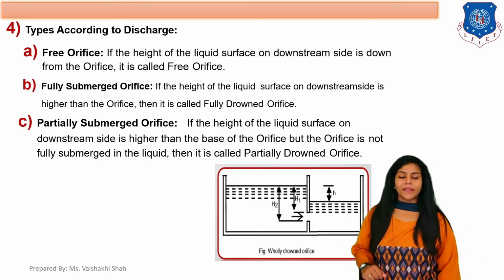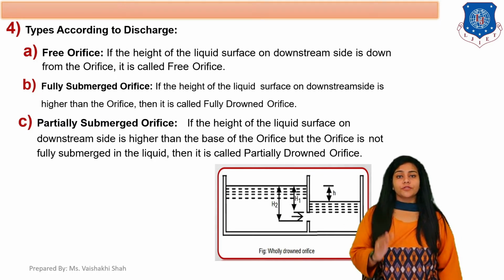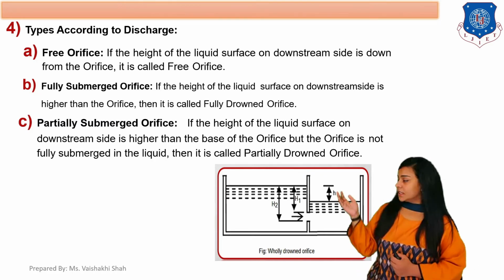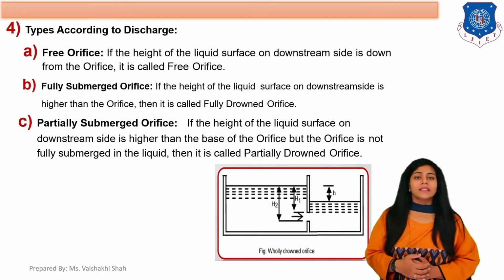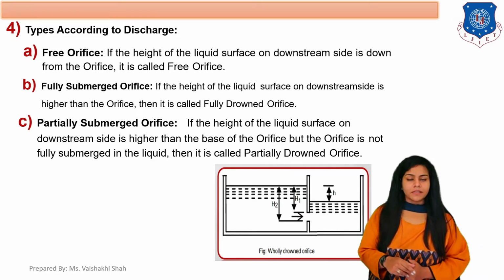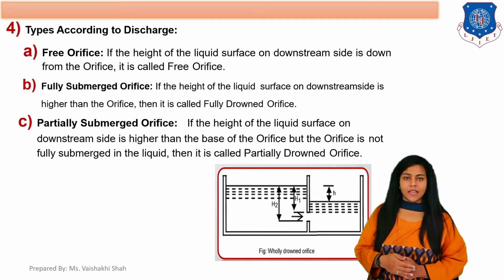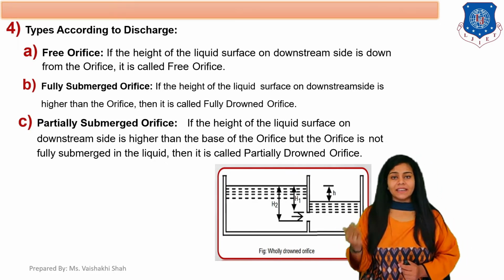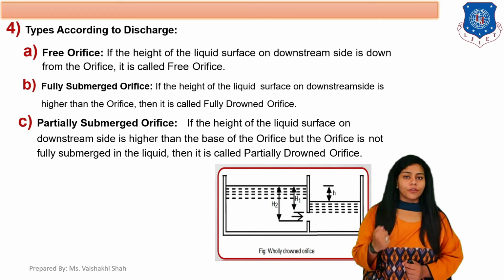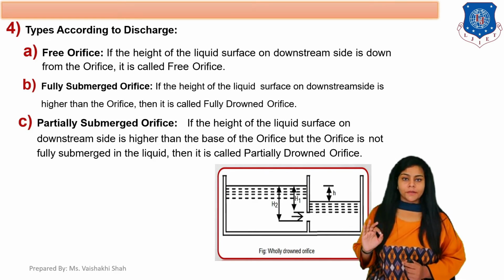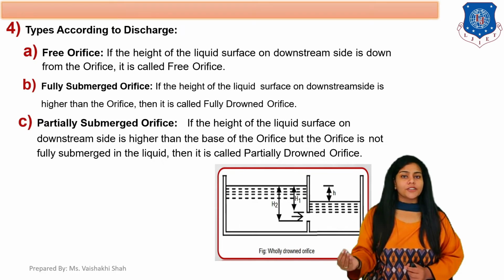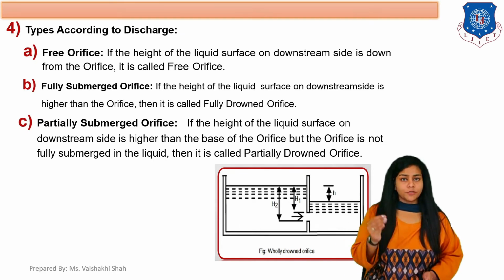Now the third type is the partially submerged orifice. The definition of a partially submerged orifice is that if the height of the liquid surface on the downstream side is higher than the base of the orifice, but the orifice is not fully submerged, then it is called a partially submerged orifice.